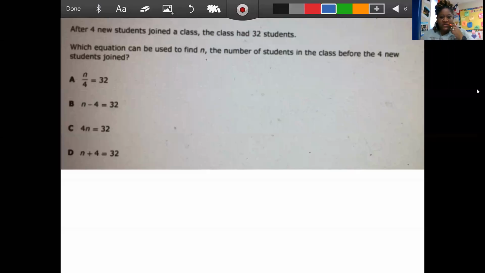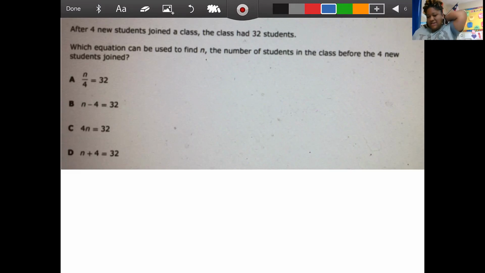Okay, these are the questions from Wednesday, day 3, which was April the 21st. So after 4 new students joined a class, the class had 32 students. Which equation can be used to find n, the number of students in the class before the 4 new students joined? So remember, I'm not going to give you the answers. I'm just going to help you, guide you through the questions from yesterday.